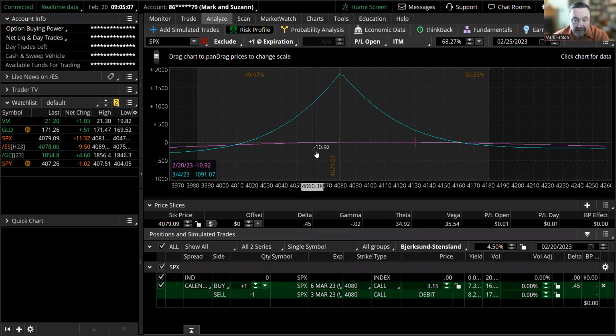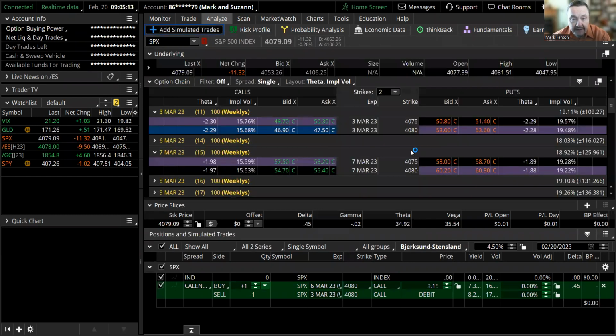Now, as you can see here, I already have it set up. This is what a calendar would look like, but I want to go through the components of it again. The way you would set up a calendar is you sell an option that's in a nearer term expiration. In this case, this is the 3rd of March. And then you would buy an option in a later term. In this case, I just have modeled the 7th of March, which would be 4 days later.